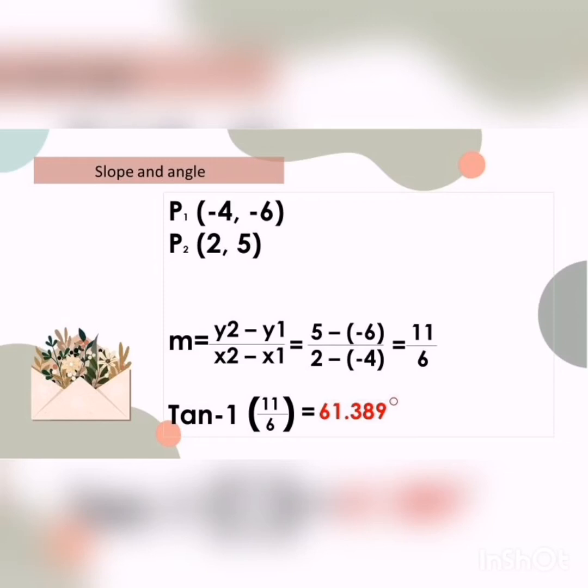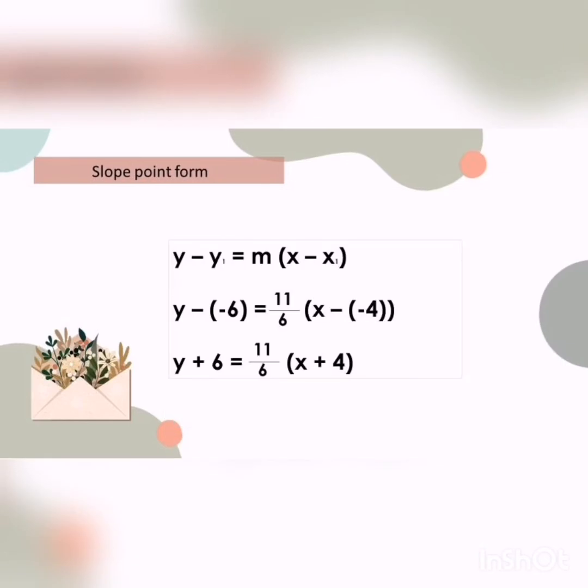The formula for the angle is tan⁻¹ of m. So tan⁻¹ of 11/6 gives us an angle that equals 61.389.